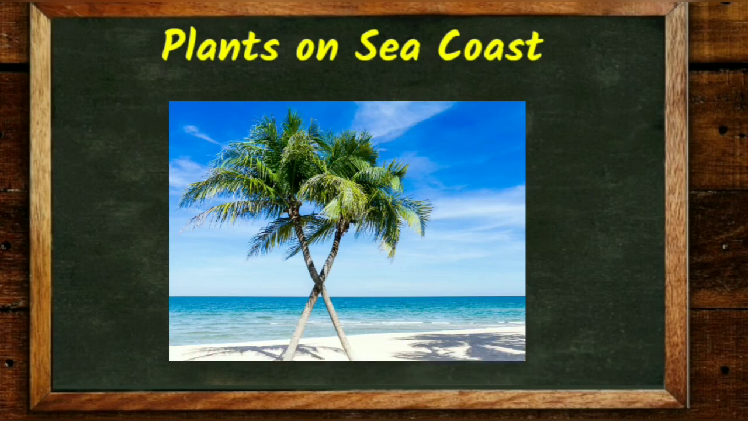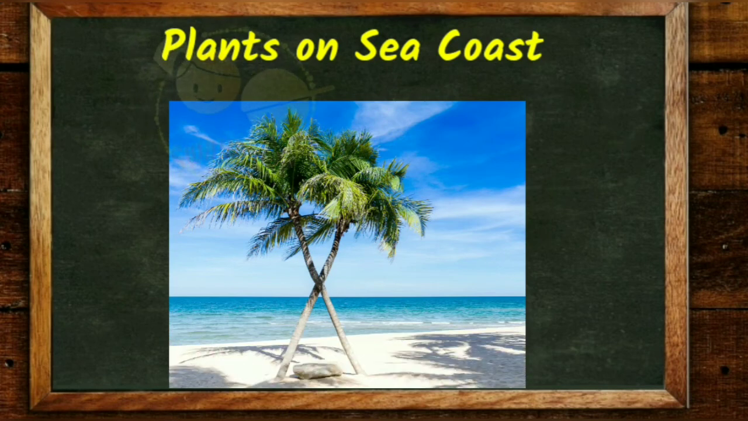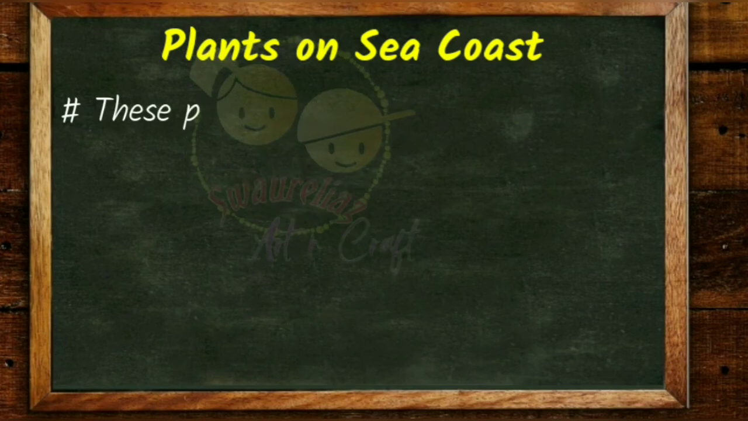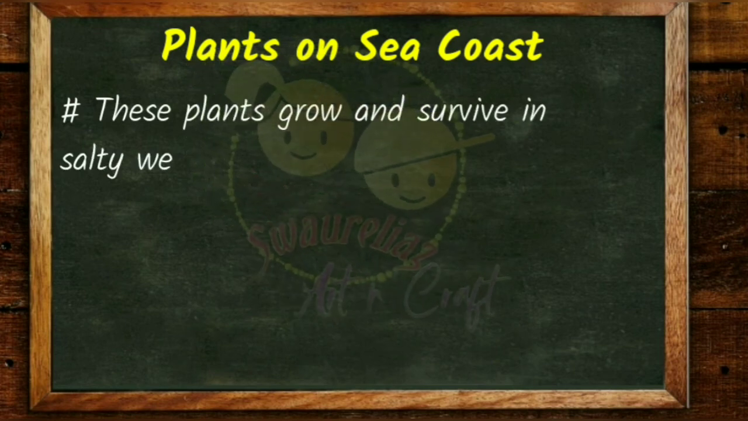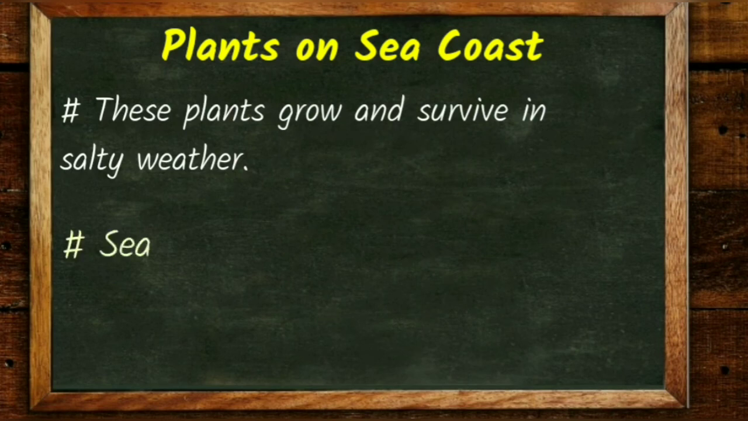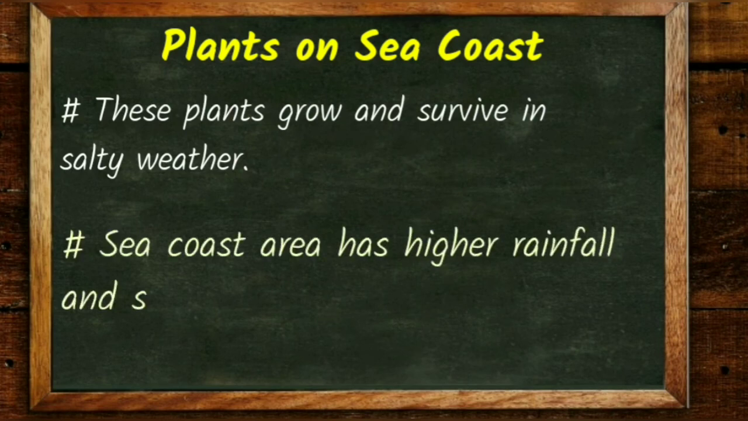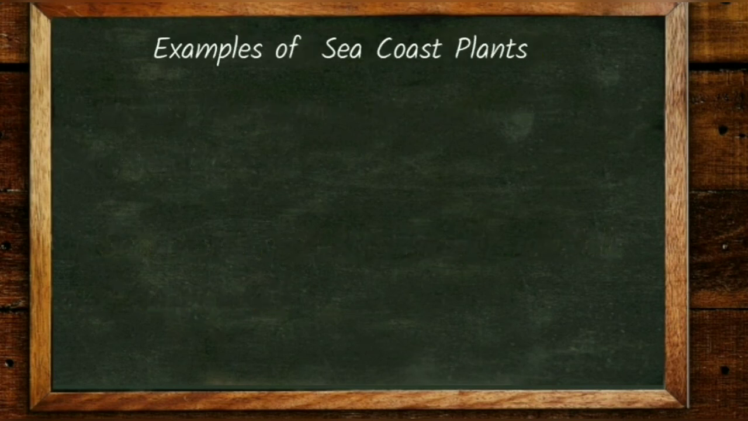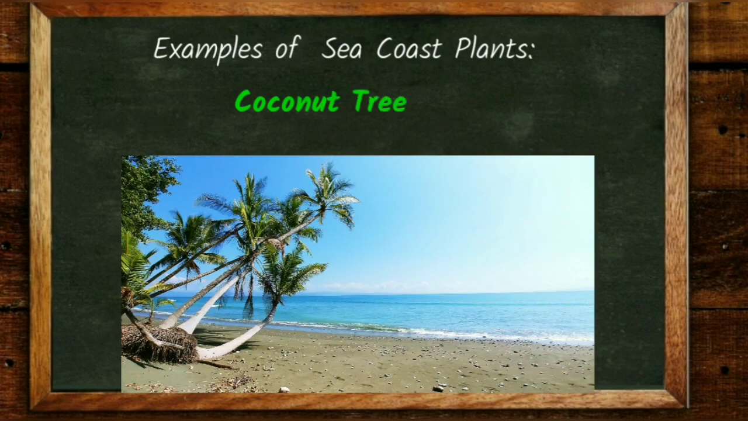Now we learn about plants on the sea coast. Because on earth there is 75% water all around. These plants grow and survive in salty weather. The sea coast area has higher rainfall and sandy soil. Examples of sea coast plants: the coconut tree is the best example. You will find coconut trees everywhere around the sea coast.